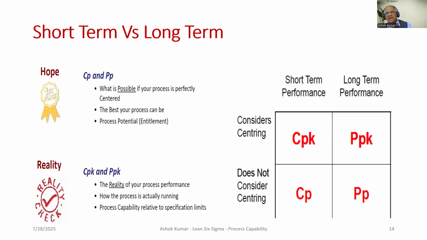Now, just to put it in a matrix, the short-term performance is called CPK and CP. When it considers the centering, it's called CPK. There is a different index; we'll see how to calculate that. When you don't consider the centering, then it is called the inherent capability, which is called CP. Similar indices over the long term are called PPK and PP. Remember these terminologies, and remember the terminologies associated with short term, long term, against centering and not centering. We will see some examples which will make it clearer.